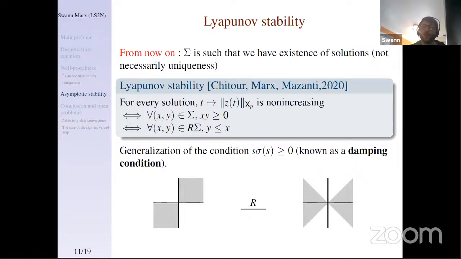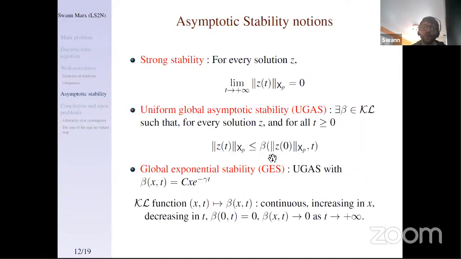Okay, so now you have the Lyapunov stability, but asymptotic stability is decomposed into two properties. The first one is the Lyapunov stability, and also you have the attractivity. So I will give some notions of attractivity. The strong stability, which is quite natural: for every solution, the limit of Z goes to zero in the X_p topology. Okay, so this is quite natural to have such a result.